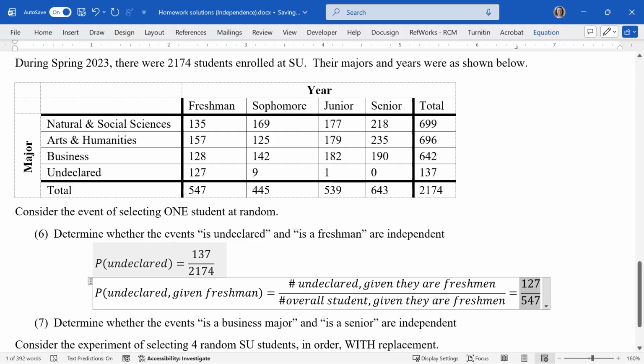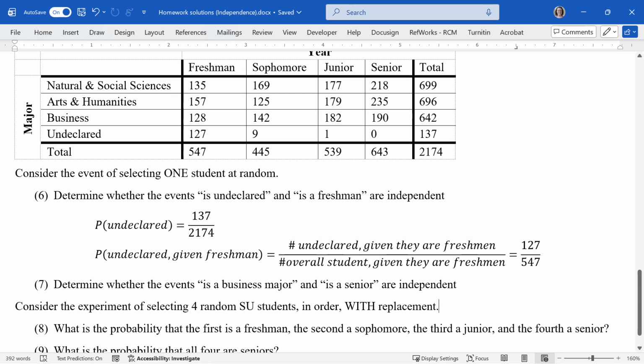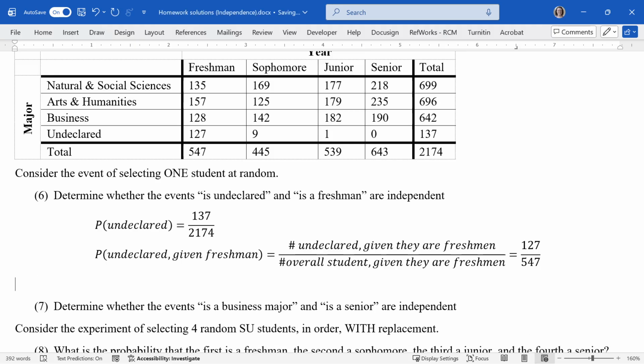No, this first one is really small. It's like 1 out of 20. And the second one here is like 1 out of 5, approximately. These are definitely different numbers. I hope you could tell those are different numbers even without putting them into a calculator. It's 3 digits over 4 digits versus 3 digits over 3 digits. Yeah, those are different numbers. Okay, so these events are not independent, not equal, not independent.